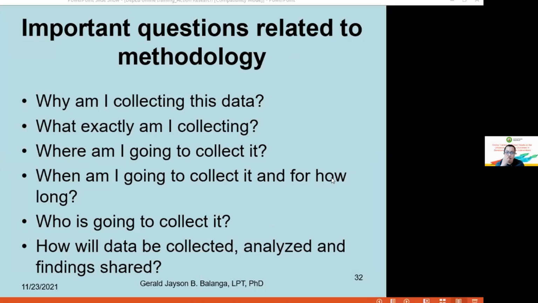Now, when it comes to methodology, meaning how you collect the data, you should ask yourself these questions. Why am I collecting this data? What exactly am I collecting? Where am I going to collect it, and how, for how long? Who is going to collect it? How will the data be collected, analyzed, and findings shared? Kaya nga, how will the data be collected? You have the data gathering procedure. Analyzed and findings shared, you have data analysis. And of course, you have action plan, where you will detail how you intend to share the findings.